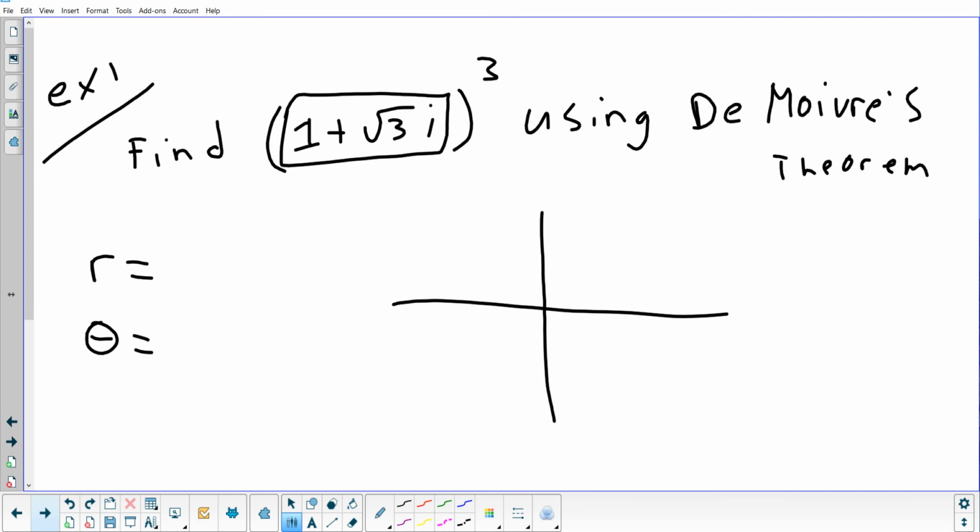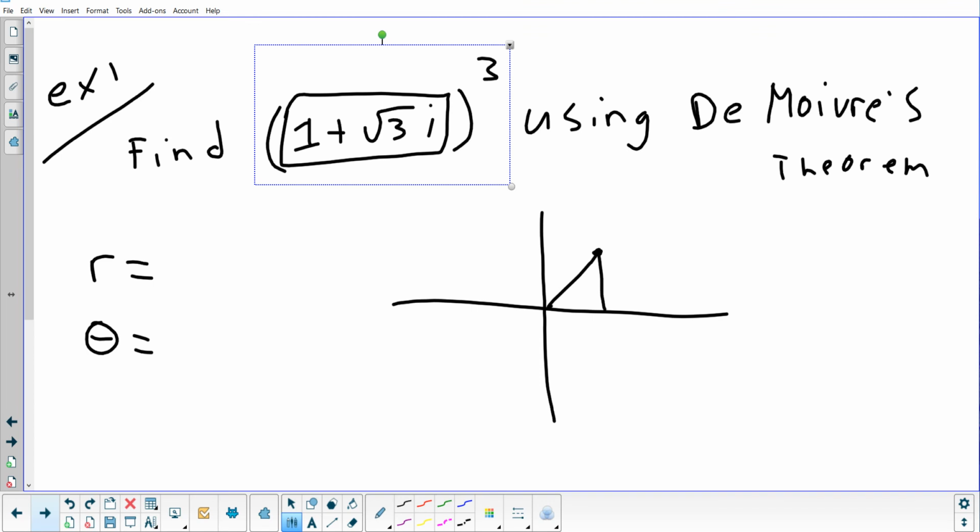Casey, what quadrant am I in? Yep, we're in quadrant 1. So write 1, and then we're going to go up 1.7. So it's somewhere in quadrant 1.